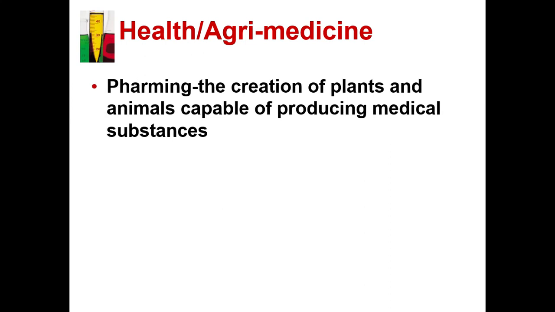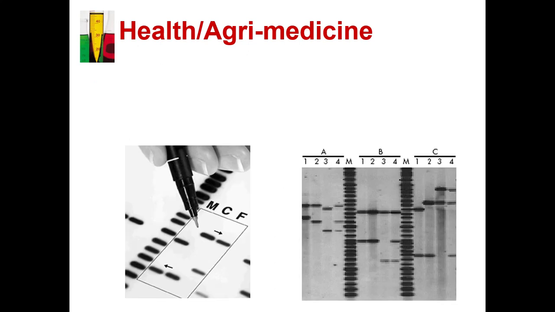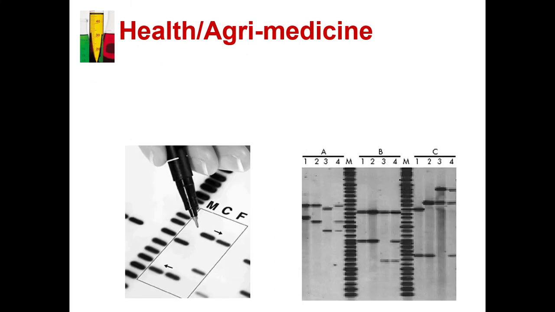Health and agri medicine. Pharming, the creation of plants and animals capable of producing medical substances. This word starts with PH, not F. Also, the use of biological barriers to prevent the spread of harmful microorganisms that could contaminate food sources. These are very simple factors, so you can easily understand, but I can still explain that we produce specific barriers to prevent the spread of different harmful organisms, which can contaminate the food sources.